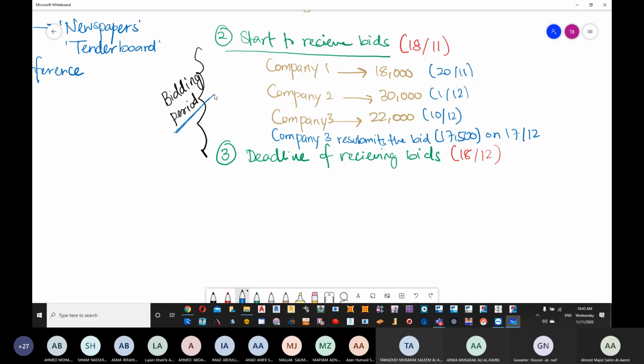Am I allowed to ask for my paper and modify it after the time is finished? Okay. You are not allowed to rebid or resubmit your bid after your exam. And the same thing here. You are not allowed to resubmit your bid after your bidding period.